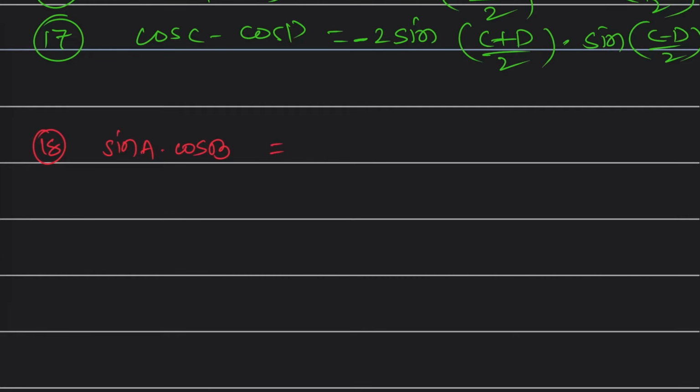Sometimes it looks like sin theta into cos theta. If it were sin theta into cos theta, you could multiply and divide by 2 and frame it as sin 2 theta by 2. But no, you can't do it right now, because it's not theta, it's A and B. The angles are different, so when angles are different, you will have to write 1 by 2 into sin A plus B plus sin A minus B.